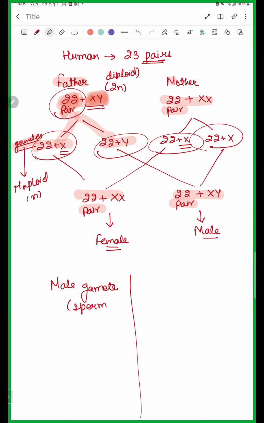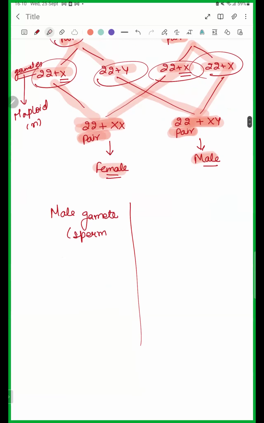Mother also contributes an equal number of chromosomes. Now, gametes of the mother will comprise 22 plus X chromosome, because mother contributes only X chromosome. When the fusion between male and female gamete takes place, the offspring will have 22 plus XX chromosome, or in the second scenario, the offspring will have 22 plus XY chromosome. In case it is 22 plus XX, a female child is born. And in case 22 pair and XY is formed, that leads to a male child. Okay, so a male child is born.